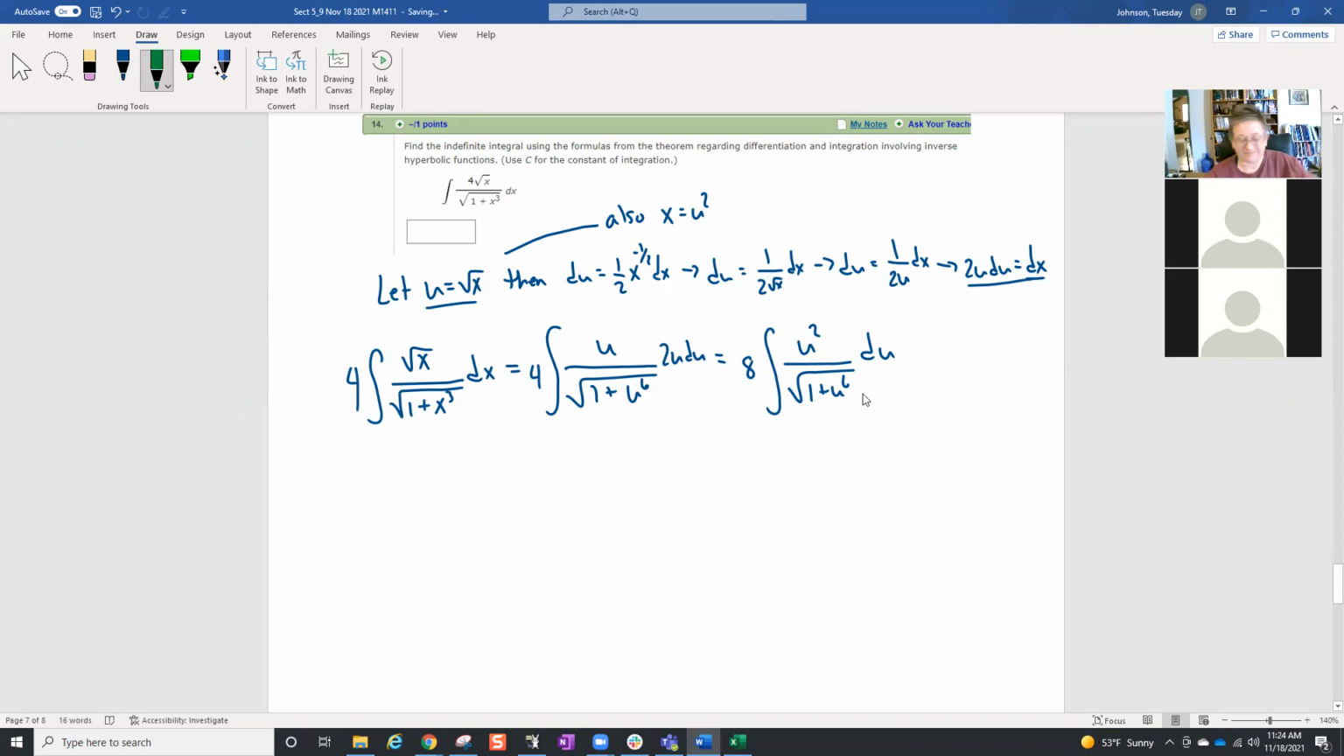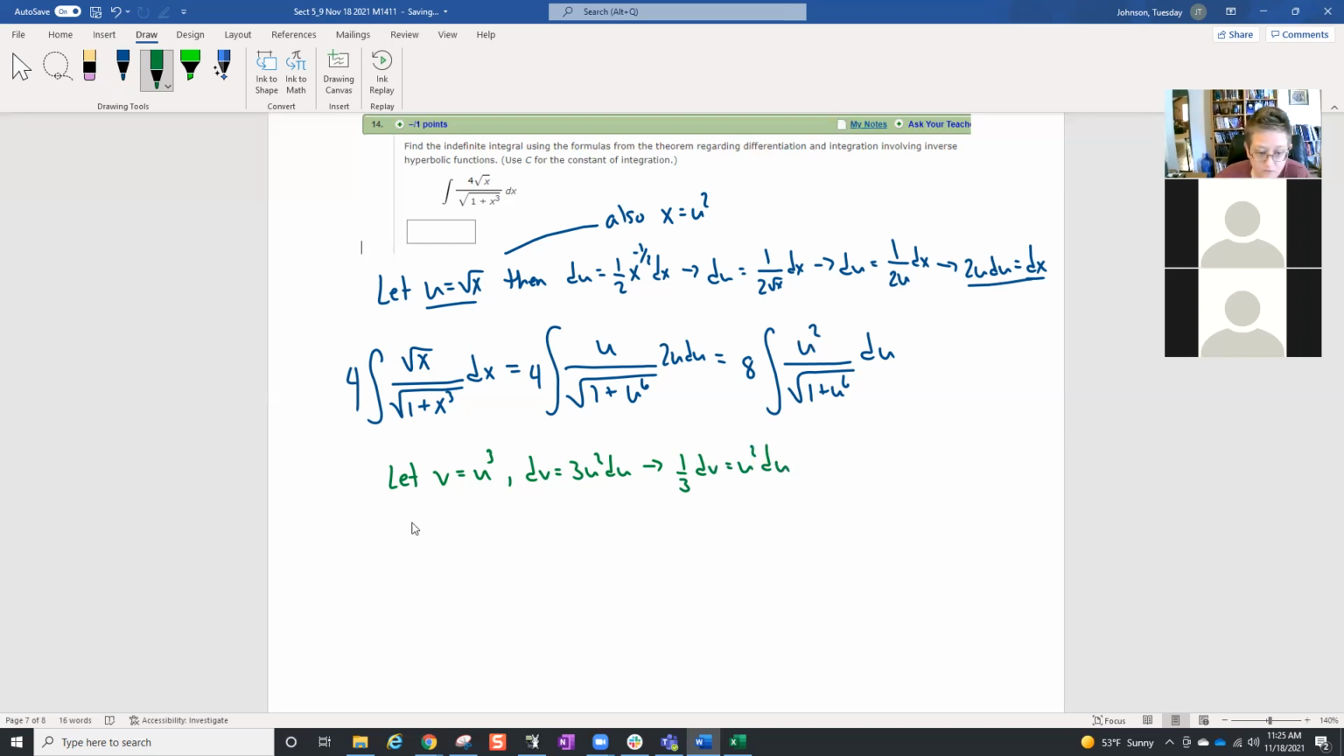But you see, this isn't good enough. We don't have a form that matches this, so we're going to do a second substitution. We're going to let v be u to the 3rd. Then dv is 3u squared du. I have a u squared, that's cool. So we have 1/3 dv equals u squared du.